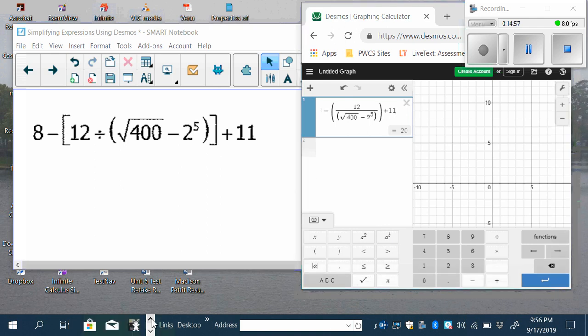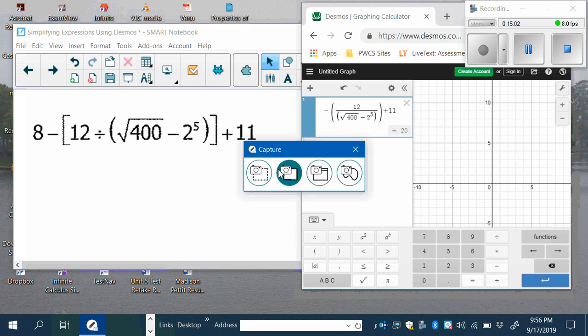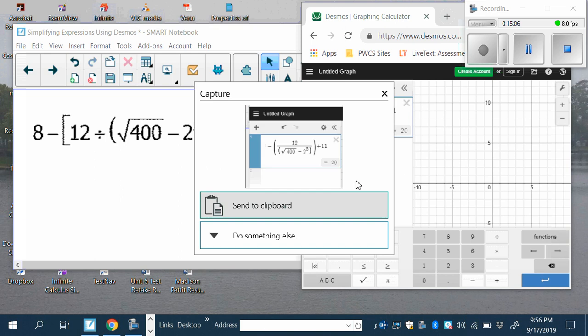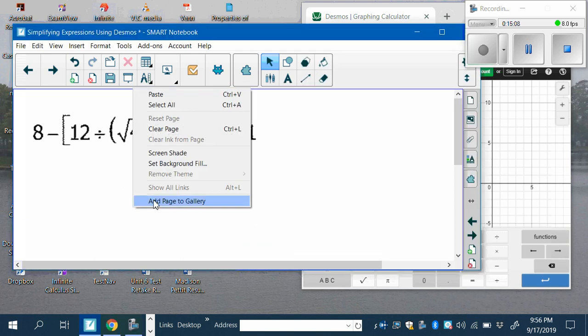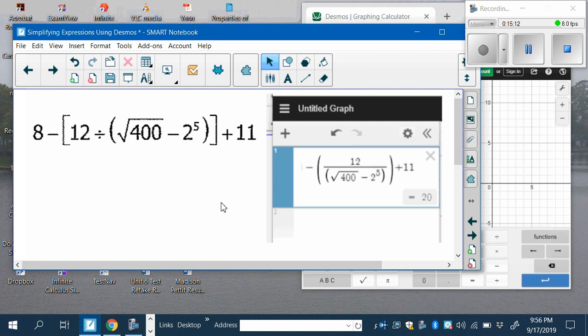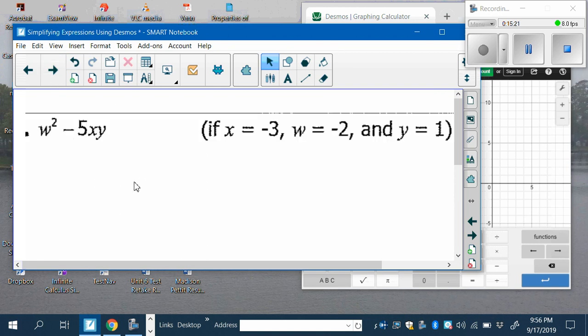All right. So again, I really want you guys to practice doing these. It just takes a little bit of time. It's not too hard. The link to Desmos is on the website, so I definitely want you guys to get some practice on it.